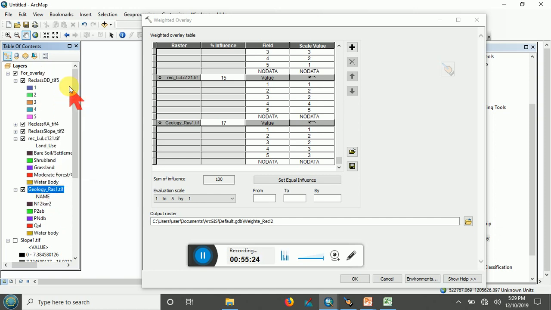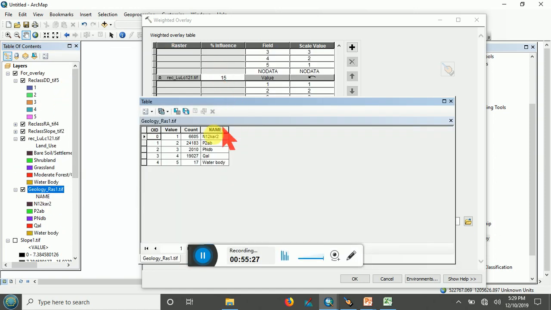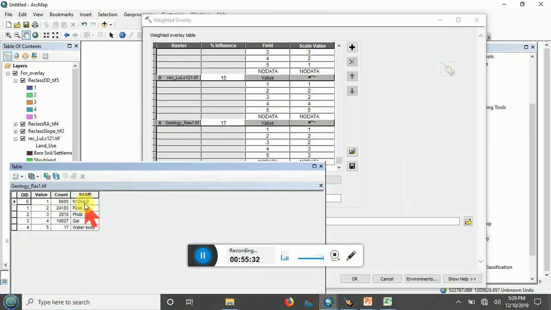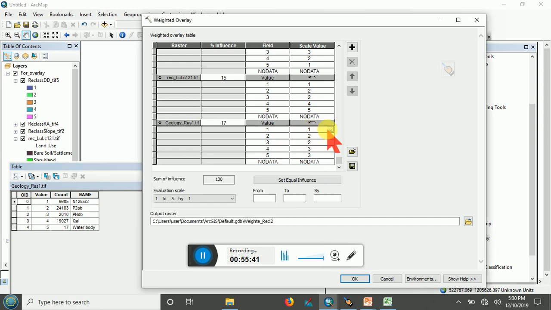You can check what these codes or numbers mean in relation to the name. So 1 means this N12 KR2, so for N12 KR2 I can give 4. And 2 means P2AB, so I can give this P2AB 5, which has a high hydraulic conductivity, which favors the occurrence of groundwater. And 3 means this PNDB. In that case, PNDB is basalt, to which I can give 3.